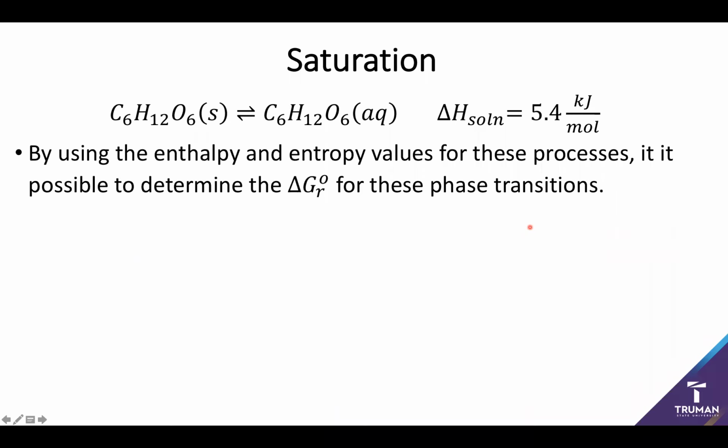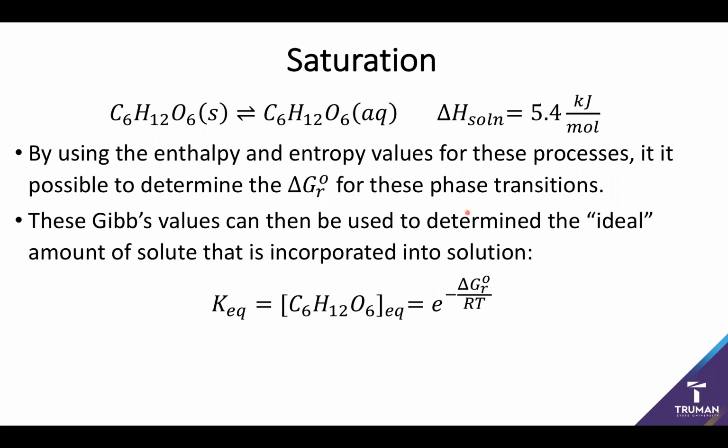Because as we've seen previously, the delta G of a transition or any type of reaction tells us how favorable it is. And it turns out if we know the enthalpy and entropy values for an individual set of processes, we can then use this to figure out the favorability. And so what we can do is use our Gibbs free energy of any sort of phase transition. For example, going from solid glucose to dissolved glucose, which has a positive enthalpy. It's endothermic, but entropy favored.